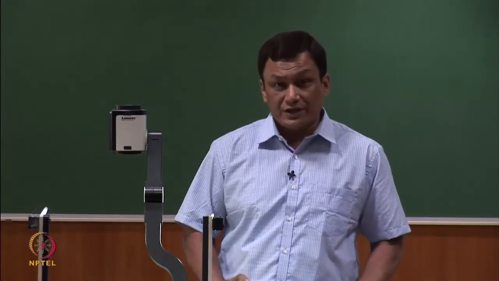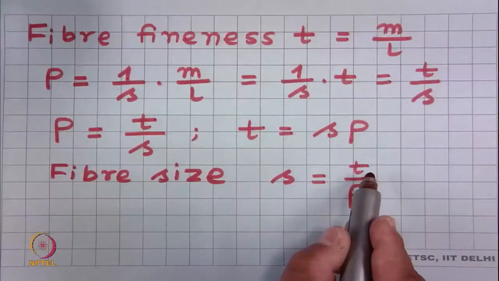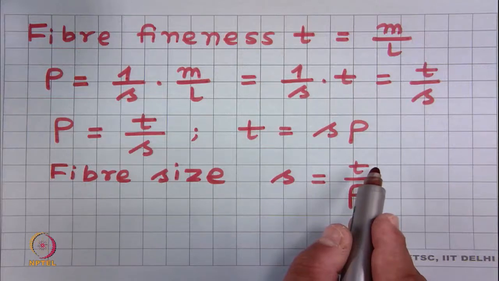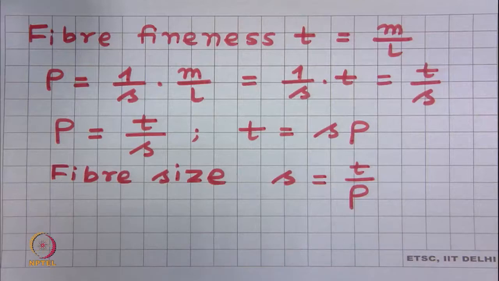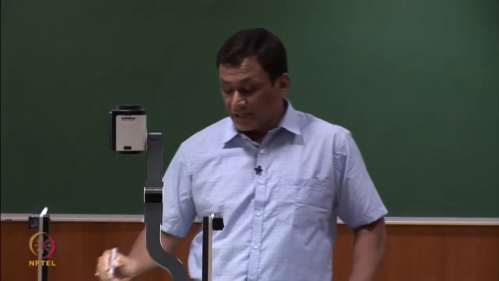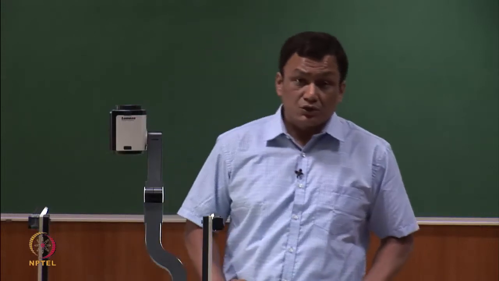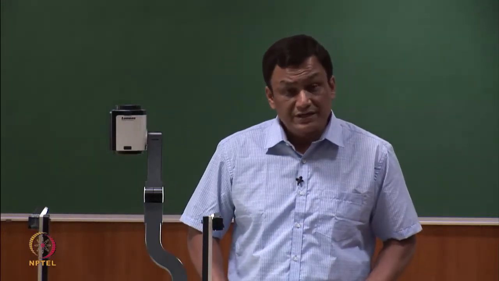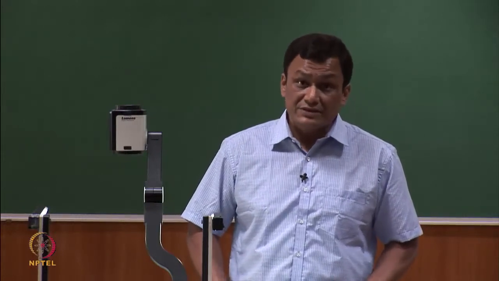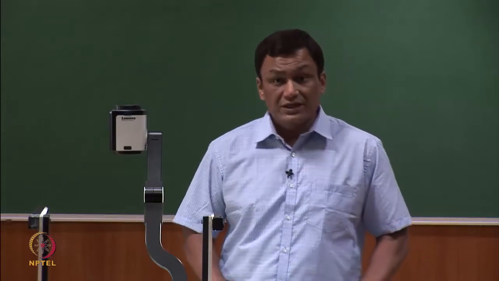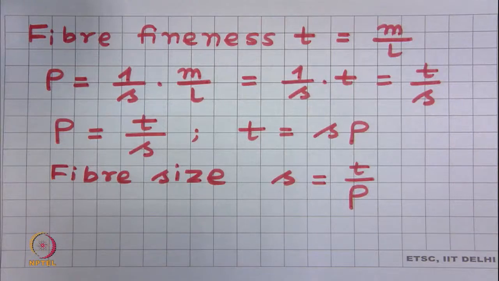There we will be able to find out that fineness of two fibers may be different, but their cross sectional size may be practically the same because their densities are different. So, geometrically two fibers having different values of fineness may have the same size. So, the traditional expression of fiber fineness is not able to recognize this fact.